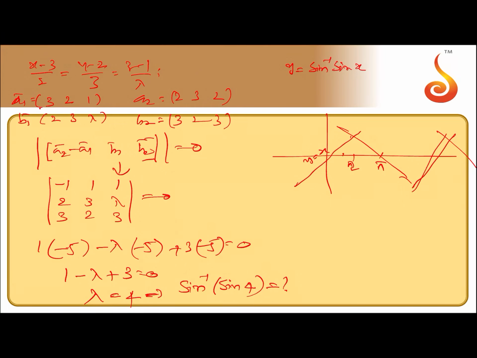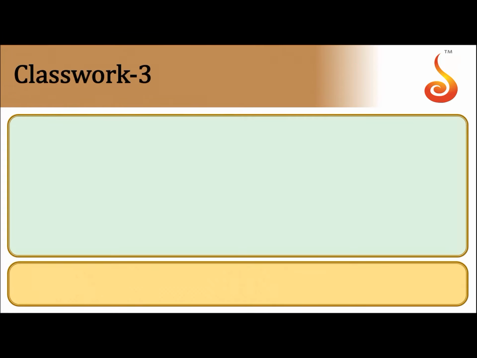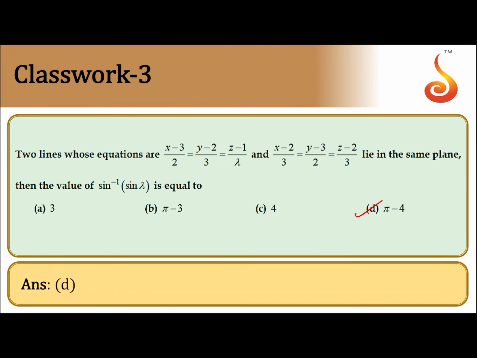This is pi by 2. 1 comes somewhere here, 3 comes here and 4 comes over here. This straight line makes an angle of 135 degrees with the x-axis, and the line equation is y is equal to pi minus x, which is the same as sine inverse of sine x. I need the value at x equal to 4. Therefore, sine inverse of sine 4 is pi minus 4. So the answer is pi minus 4.